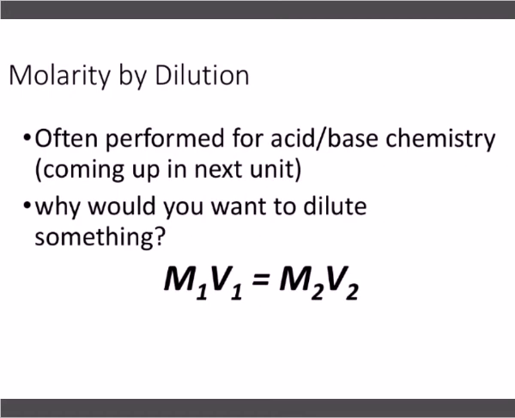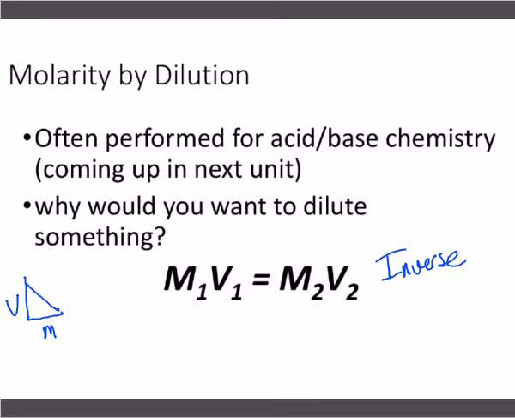M1V1 equals M2V2. What formula does this look like? This is a review question. Alex? Boyle's law, right? Boyle's law was what, guys? P1V1 equals P2V2. So what type of relationship is this? Yeah, this is an inverse or indirect relationship. Maybe you want to jot that down. The graph for this would look something like this. As molarity goes up, volume will go down.